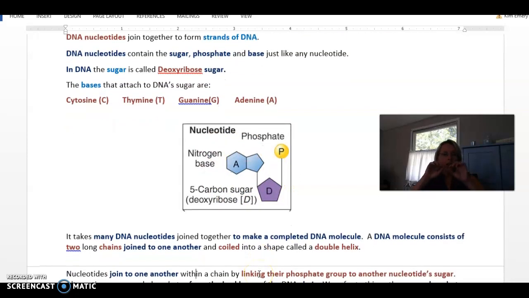It takes many, many nucleotides joined one to the other to make a strand of DNA. And the DNA that's in our cells is actually a double strand. So you have 2 strands that are bound together, kind of like this. And I'll show that to you in just a second.